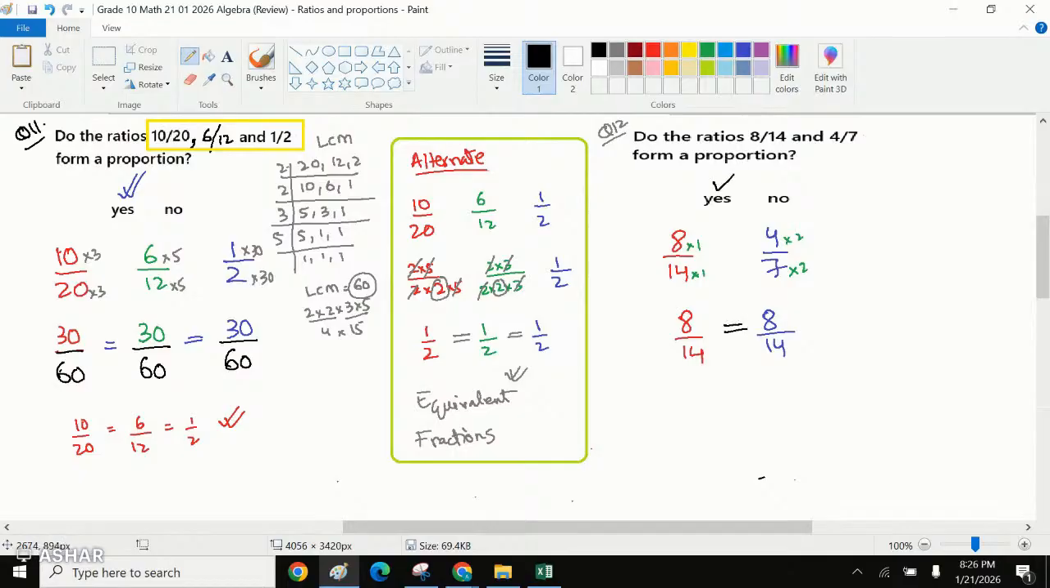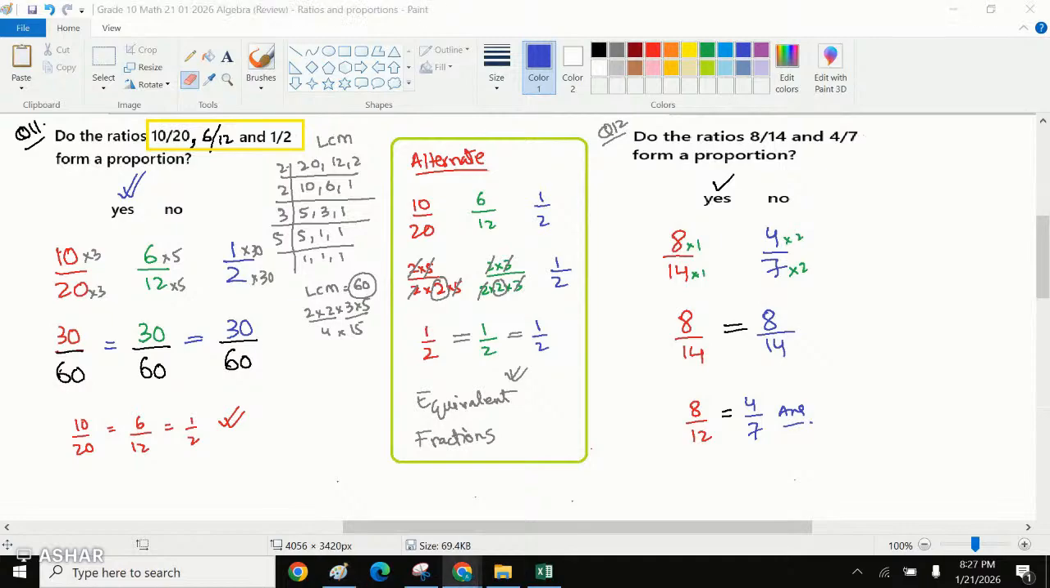They have a proportion. But for the final answer, we always write that 8 upon 14 is equal to the number given in the question. That was 4 upon 7. This is the final answer, right? Because these were the values that were given in the question, right? So we have to prove it through the values from the question.